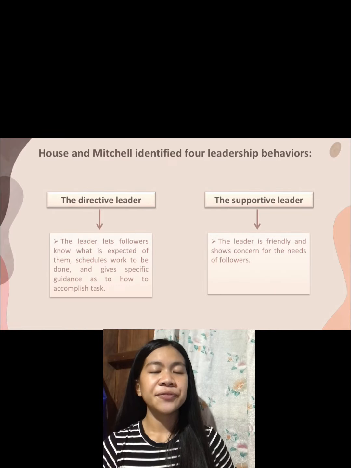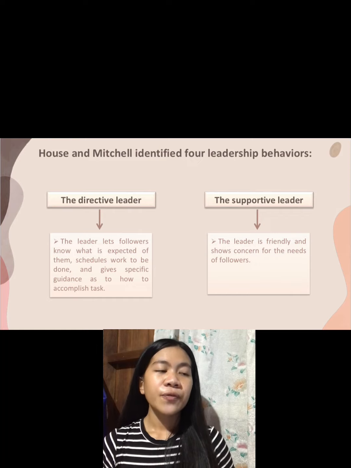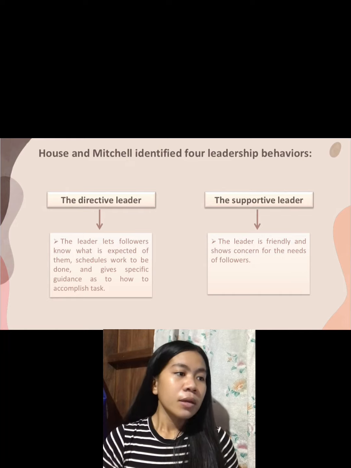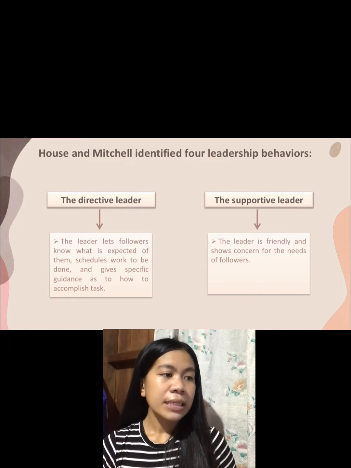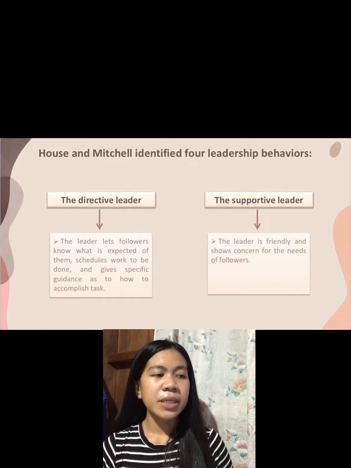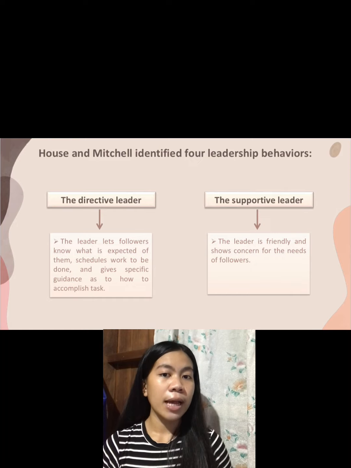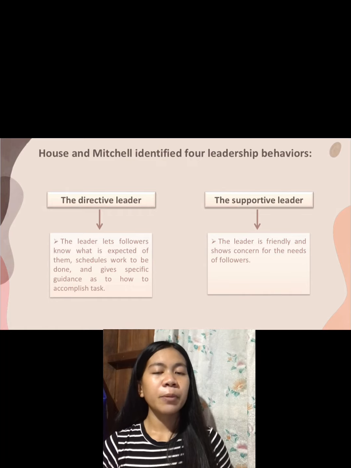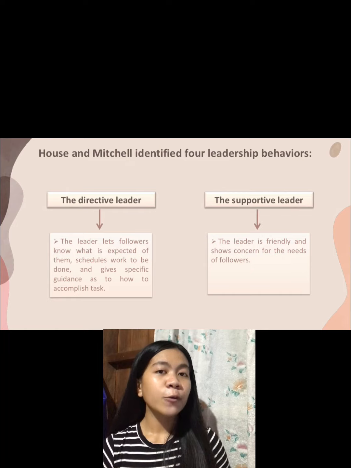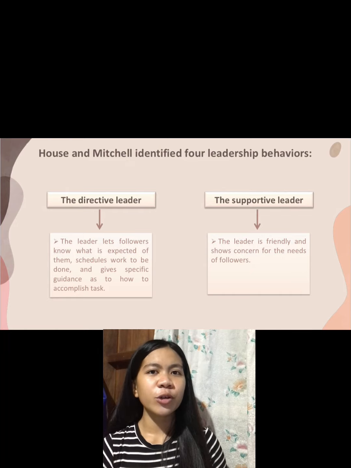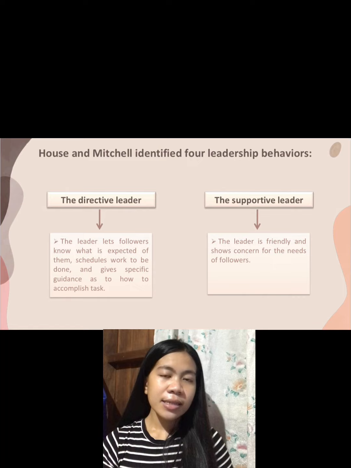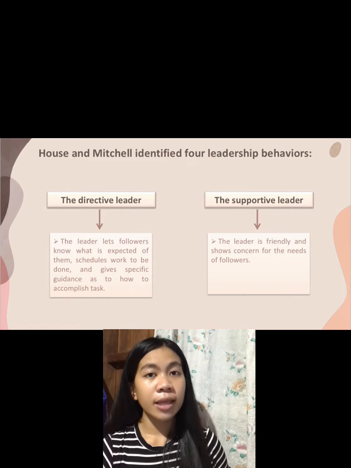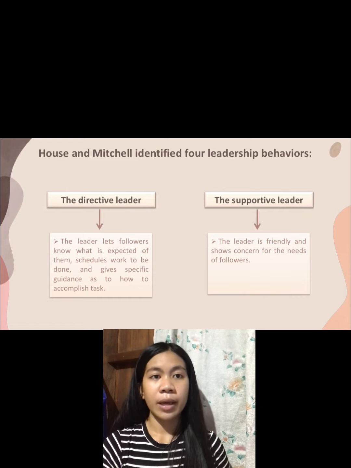House and Mitchell identified 4 leadership behaviors. First, we have the directive leader, where the leader lets followers know what is expected of them, schedules work to be done, and gives specific guidance as to how to accomplish tasks. Actually, for me, this is an ideal one because the employee will be guided when and how to work things out. Kasi nga, you are already given the guidance, the schedule of your work, and the standards of the leader are already presented. So you're expected to follow all of them.